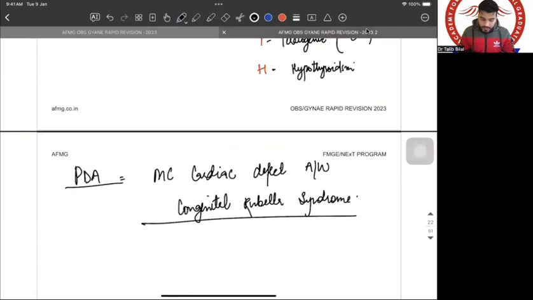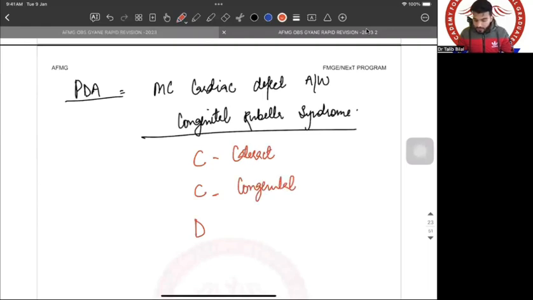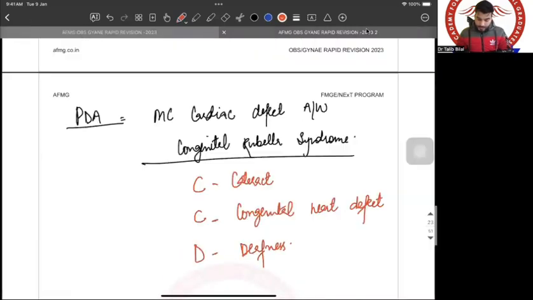There is a triad for this congenital rubella syndrome, guys. You have to remember it with a mnemonic, CCD, Cafe Coffee Day. C is for cataract. Another C is for congenital heart defect. And D is for deafness, SNHL. Is that okay, guys? So this was all about PDA.